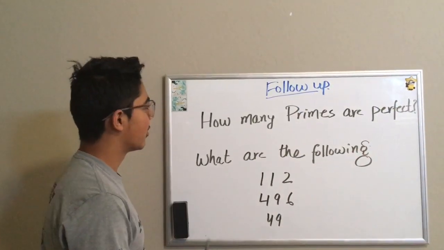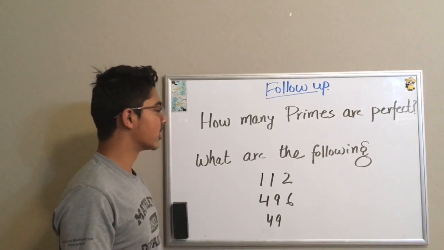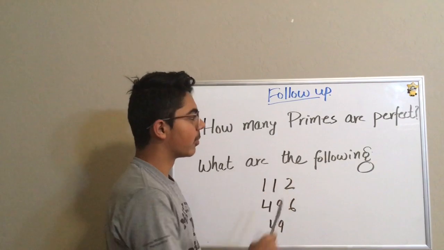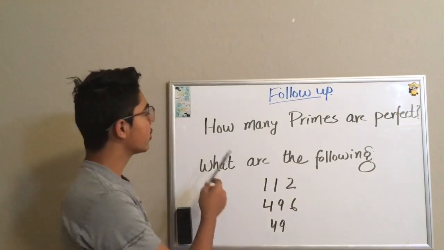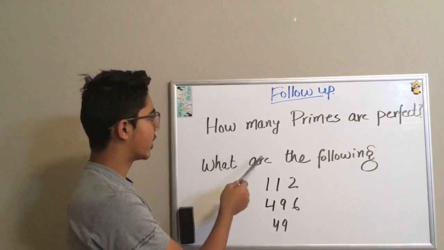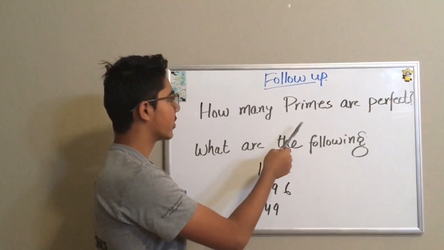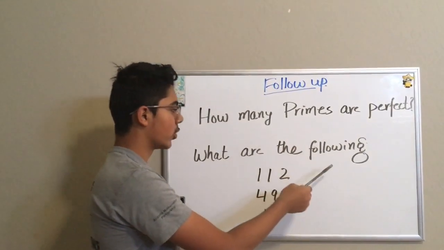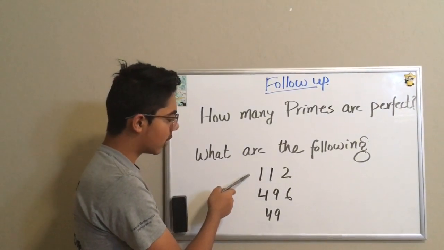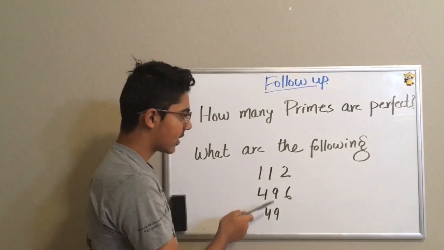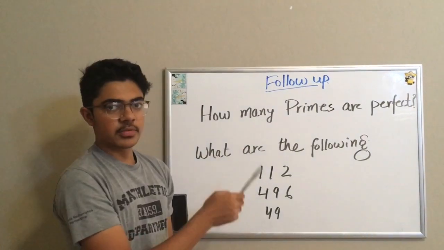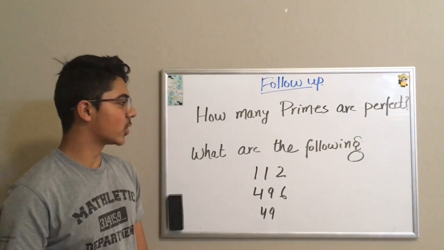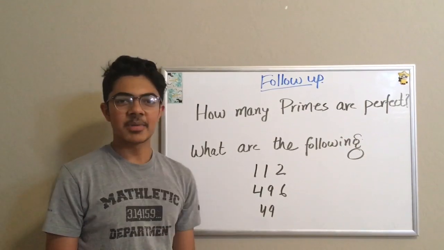Here are some follow-up questions that you can take to make sure you learn the concept well. The first one is, how many prime numbers are also perfect numbers? You can also do this question with a variant, which is how many prime numbers are abundant numbers. Now the second one is, what are the following numbers? 112, 496, and 49. Are these numbers abundant, deficit, or perfect?